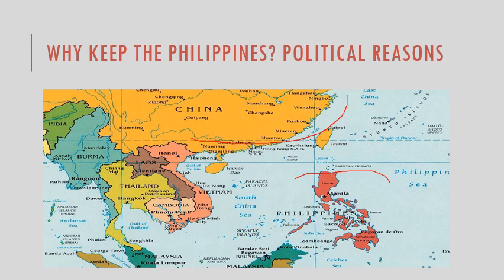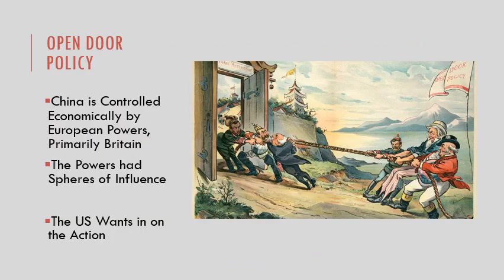Also at this time, there are other countries, European countries, and they all have spheres of influence. They have little pieces of China that they get to port in and trade with. The U.S., now being a major player, wants to get in on this action. So the spheres of influence, open door policy. China is controlled economically by European powers, primarily Britain. There's trade supremacy. These European countries have all control of China. And as I said earlier, the U.S. wants in on the action.